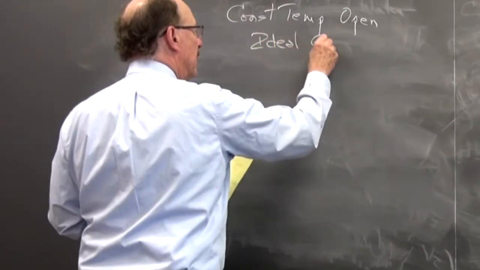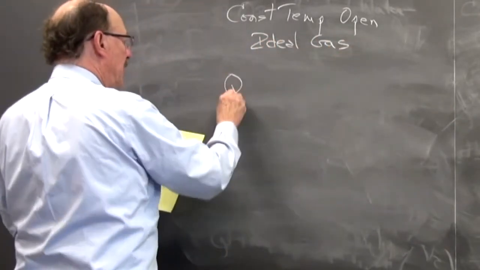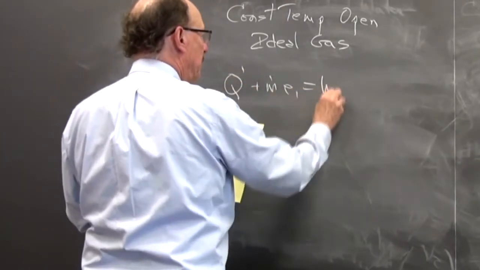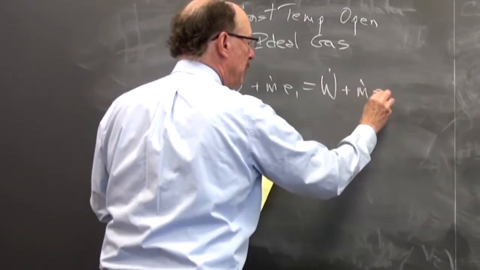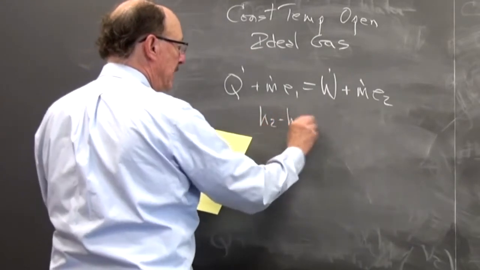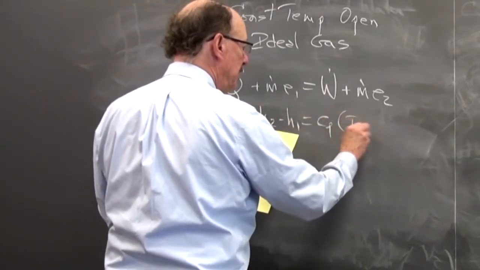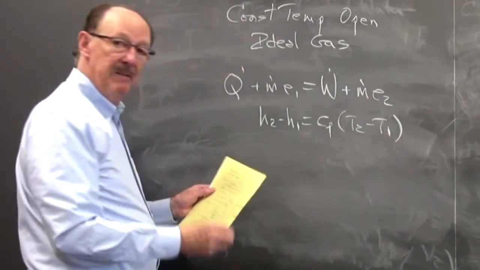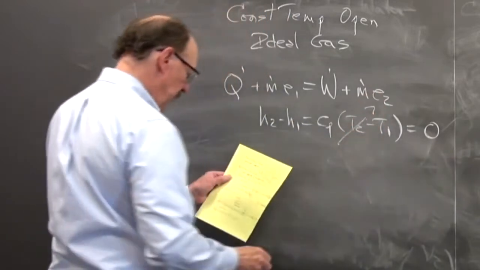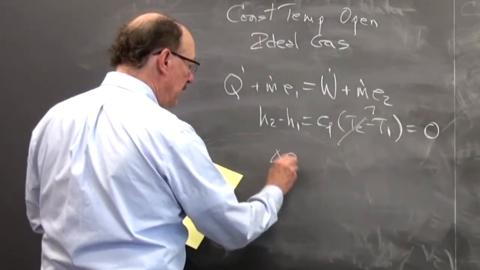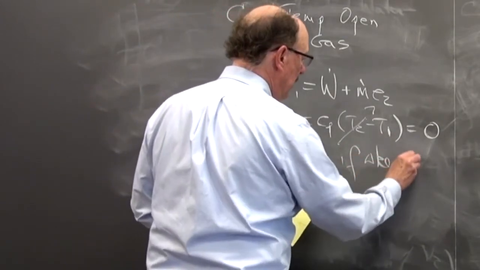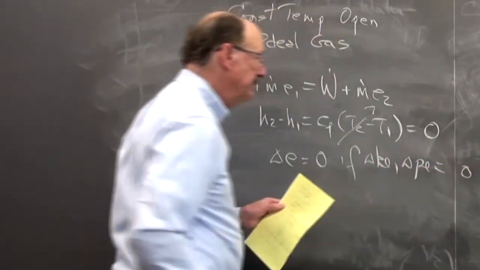Ideal gas. We have that Q dot plus m dot E1 is equal to W dot plus m dot E2. H2 minus H1 is equal to C sub P times (T2 minus T1). If it's a constant temperature process, this is equal to 0. And so we have that delta E is equal to 0 if delta KE and delta PE equal 0.